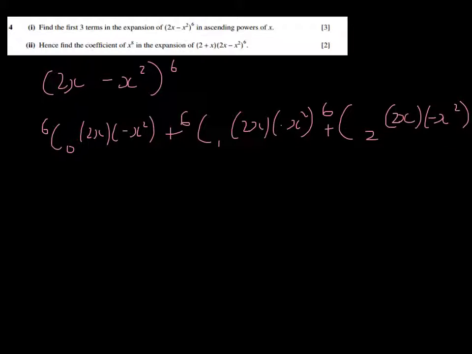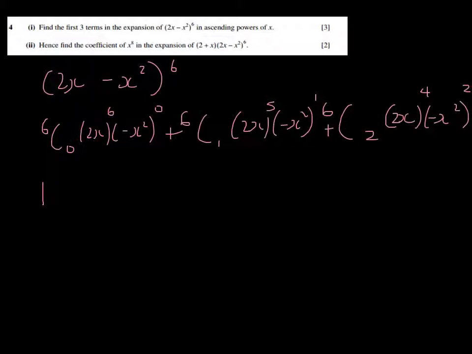So it's going to go like this. So it's going to be a 6, then a 0, then a 5, then a 1, then a 4, then a 2. Okay. And we need to be careful when we start expanding out these brackets that we make sure that everything that's inside the bracket has the power applied to it. Okay. So 6C0 is just 1. 2x to the power of 6 is 2 to the power of 6 and x to the power of 6.